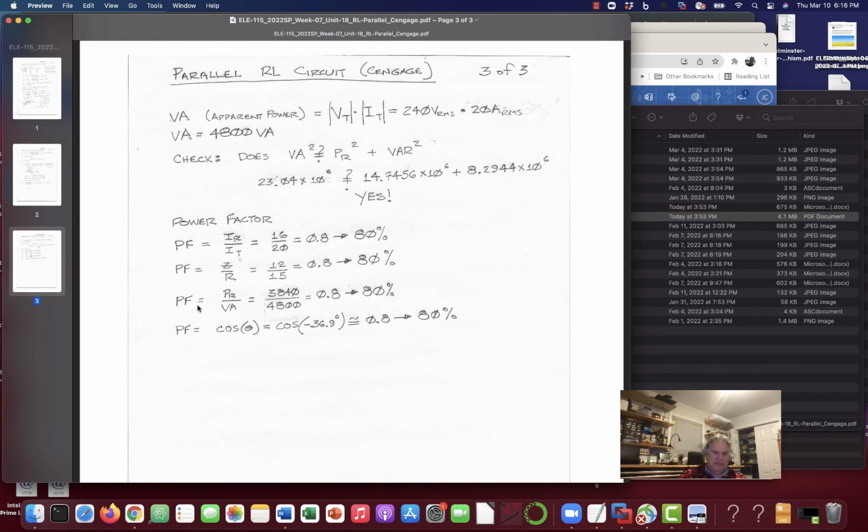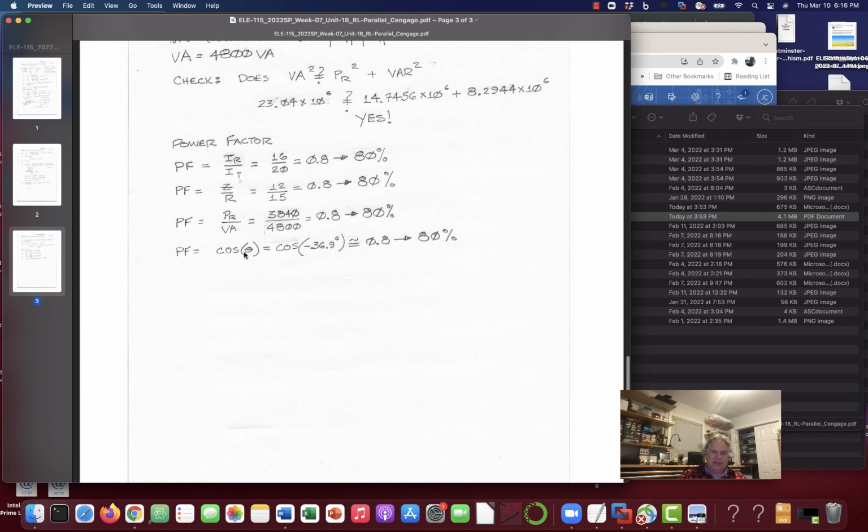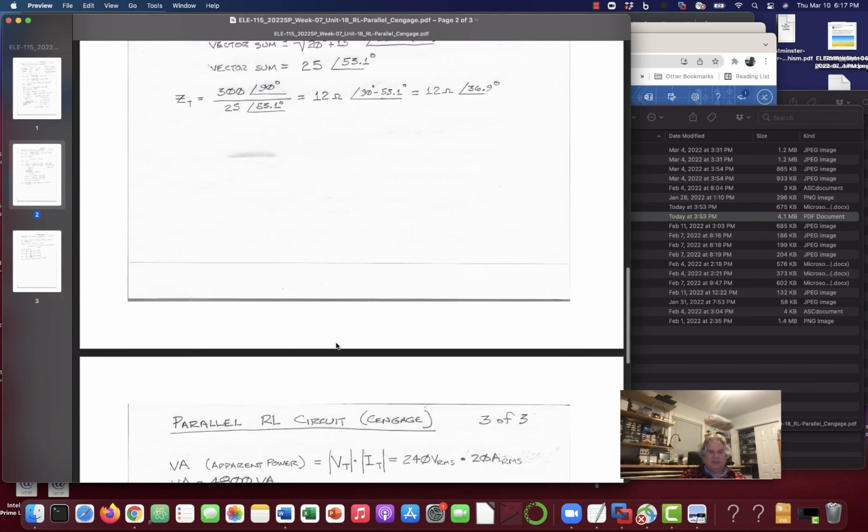And here's another one. Power factor is the real power over the apparent power. So that's 3840 over 4800. It's 0.8. Multiplied by 100, you guessed it, 80%. And one other way is to take the power factor of the impedance angle, or current angle, I guess, either one. So we have a cosine of minus 36.9 degrees on the current. That's equal to 0.8. Multiply it by 100 to get 80%. So you get a lot of validation there.